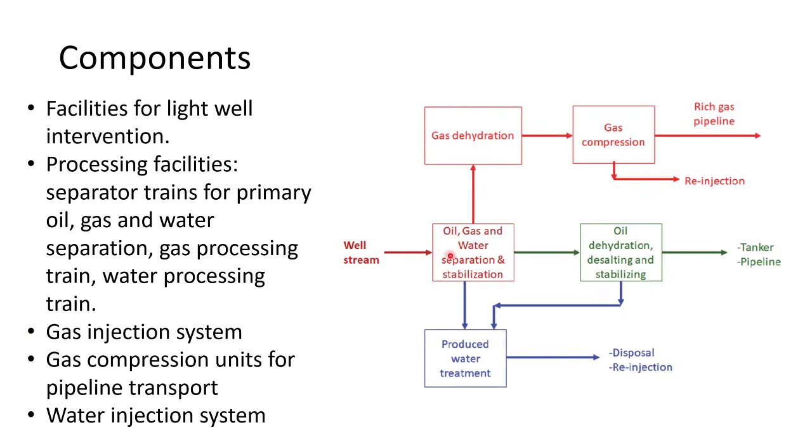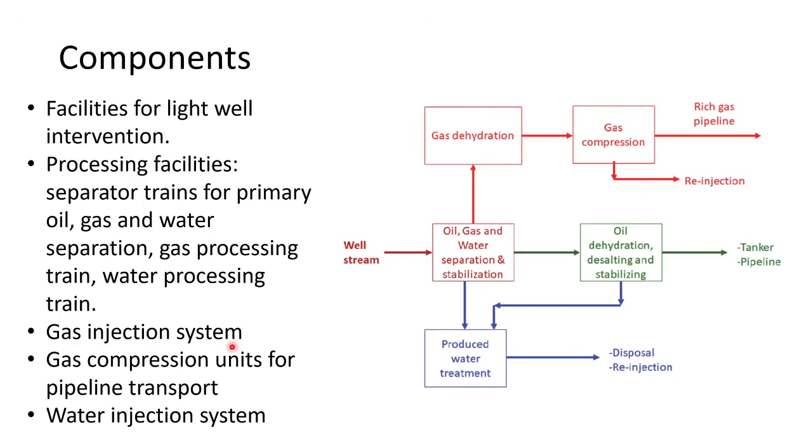The heart of typically an offshore structure is the processing facilities that you can see here to the right. I have separation and stabilization of oil, gas, and water. Then the oil goes to further dehydration, desalting, and stabilizing, and then it can be shipped on a tanker or pumped on a pipeline. The water is separated and treated, and it can be dumped in the ocean, or reinjected to another formation. And the gas is dehydrated and compressed and can either be sent through a rich gas pipeline to a gas processing plant, or reinjected in the reservoir.